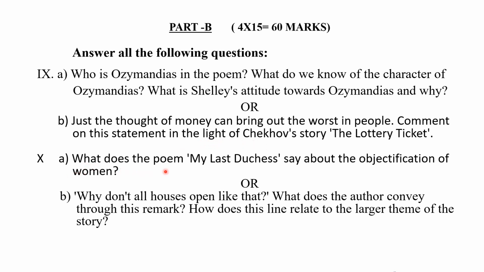Next, 10th A. What does the poem My Last Duchess say about the objectification of women? The main theme of this poem itself is objectification of women. Women are considered very inferior to men, and there is patriarchy running throughout the poem. The Duke possesses his wife and thinks that she is a possession, not a human being, but like an object, like a chair, like a painting.